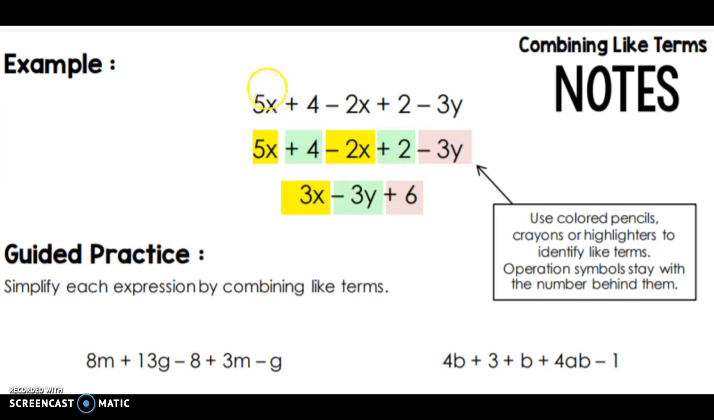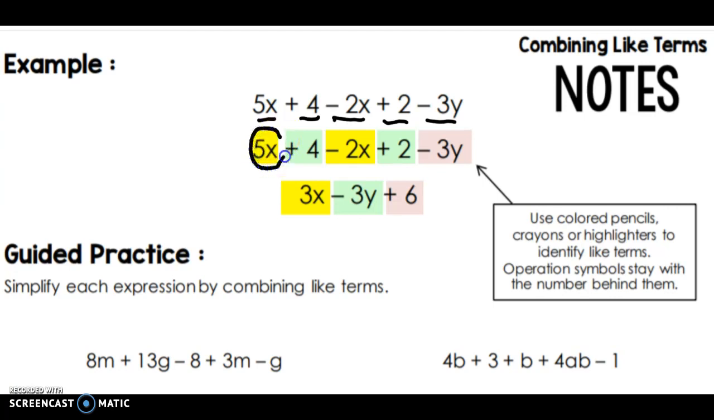So we see up here at the top that we have 5x plus 4 minus 2x plus 2 minus 3y. And so really we have 5 different terms. This 5x is a term, that plus 4 is a constant as we defined on the front of our page. This minus 2x is a term, plus 2 is a term, and minus 3y. What we're trying to do is take these 5 terms and simplify them, get it as simple as possible, combine as many of them as possible, just to make it nicer to look at, to be honest.